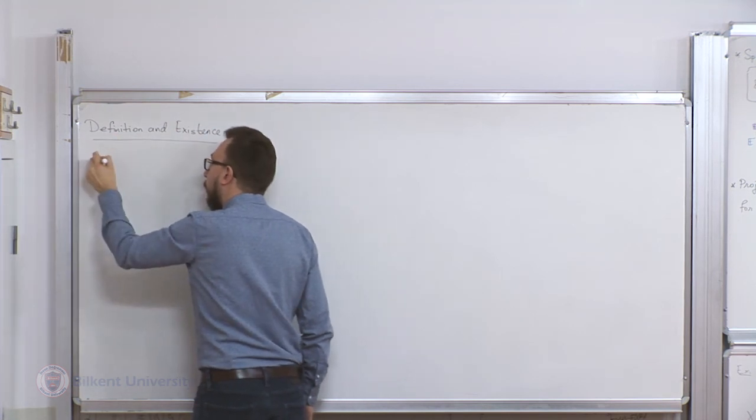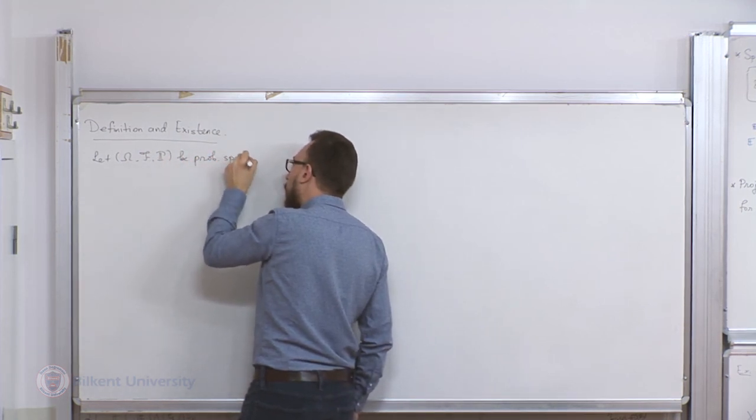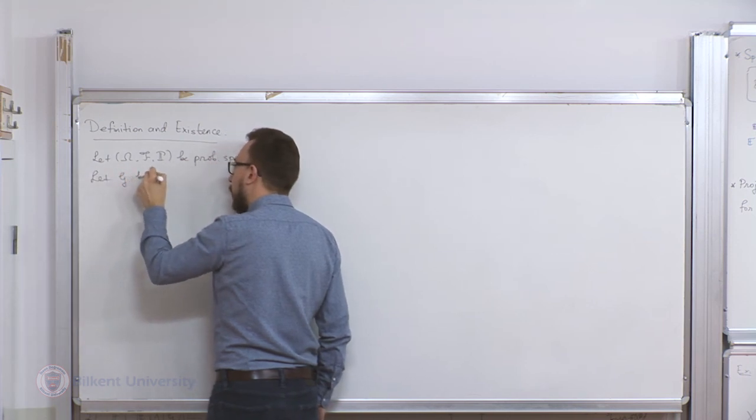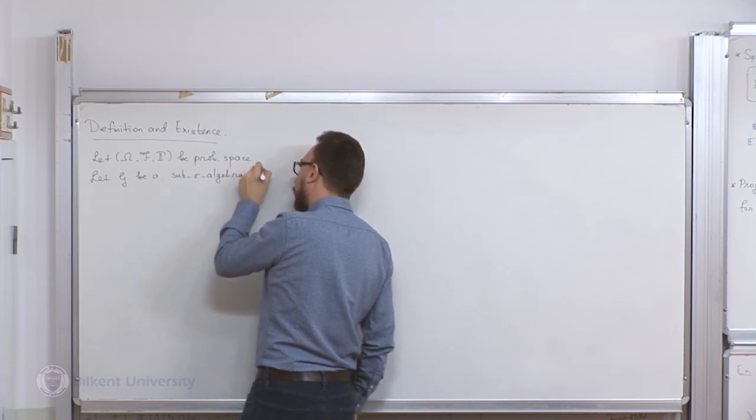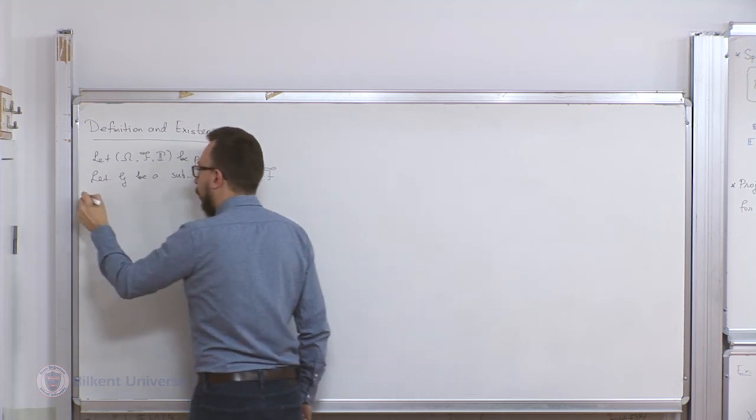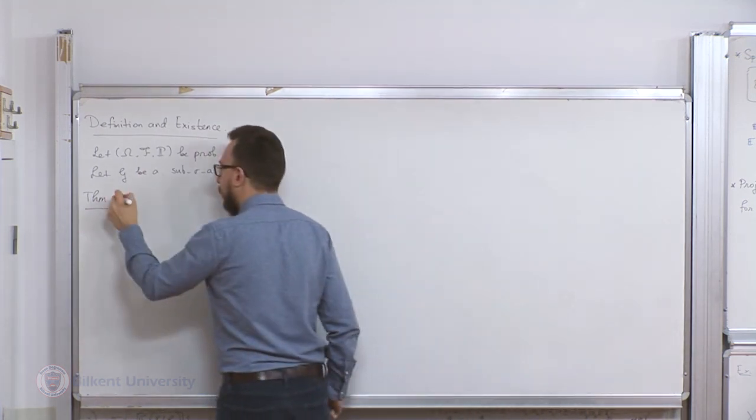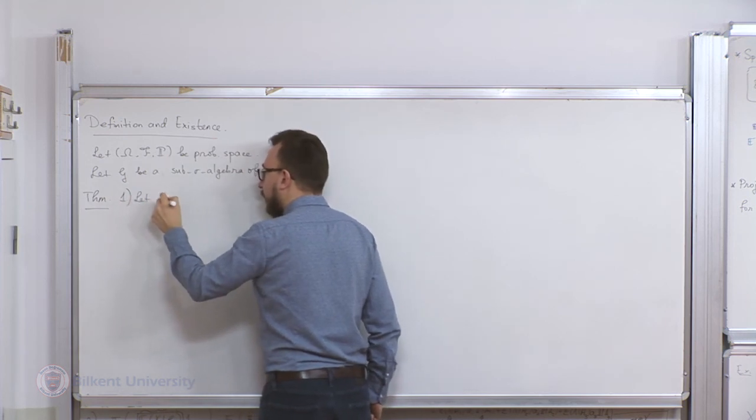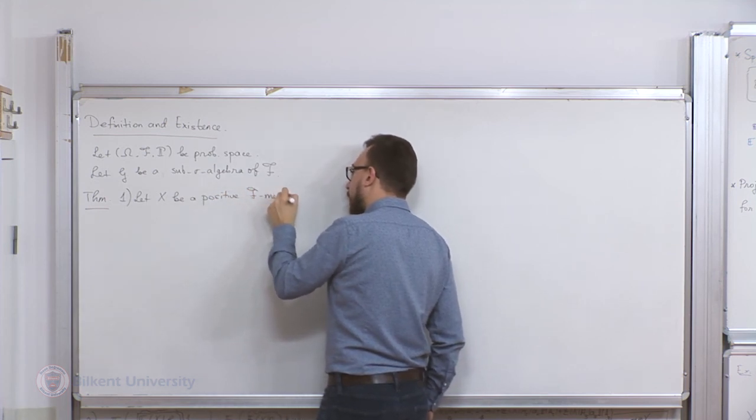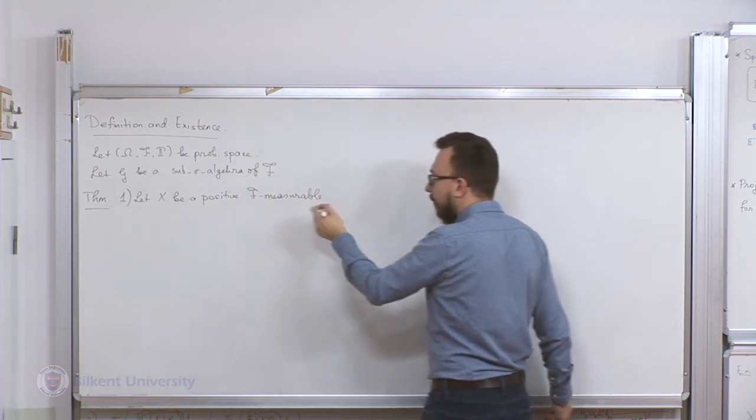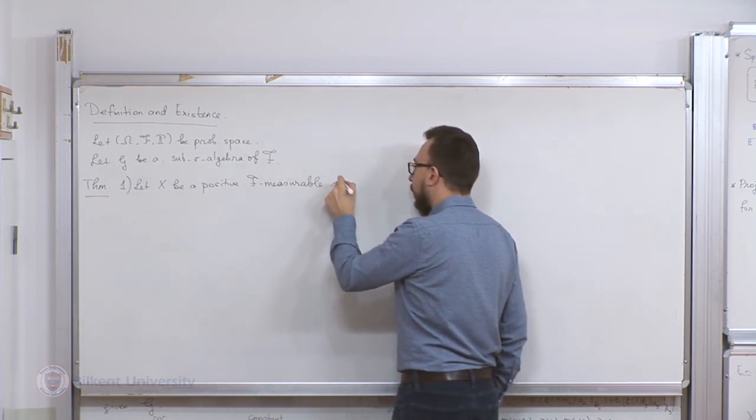Okay. So let omega, F, P be a probability space. Let G be a sub-sigma algebra of F. So here's the theorem, which also includes some definition. Let X, let me call it 1, be a positive F measurable random variable. Since we deal with multiple sigma algebras, we have to say which sigma algebra we are talking about when we say measurable random variable.